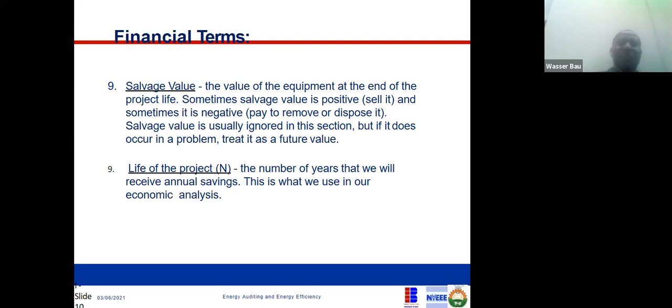The next economic term is what we call the salvage value. The salvage value, it says, is the value of the equipment at the end of the project life.